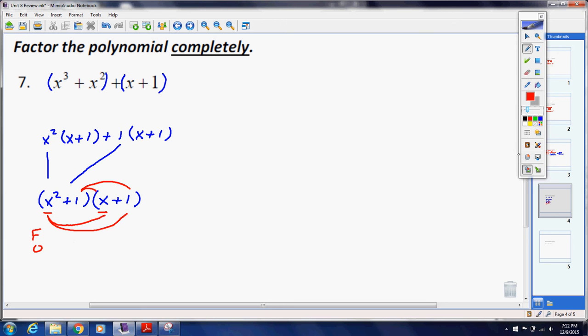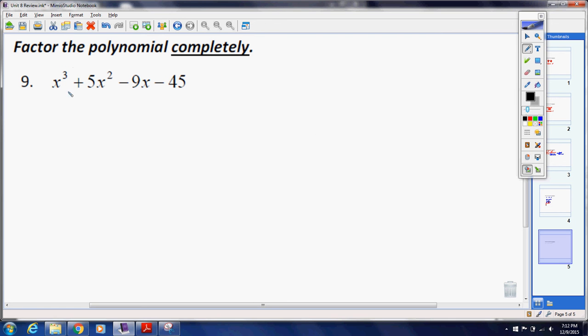The I and the L in FOIL. There's the inside term and the last term. That's 1 times x and 1 times 1. That's this right here, 1 times x and 1 times 1. So we're doing FOIL in reverse by doing this grouping method. All right, let's take a look at the next problem here.